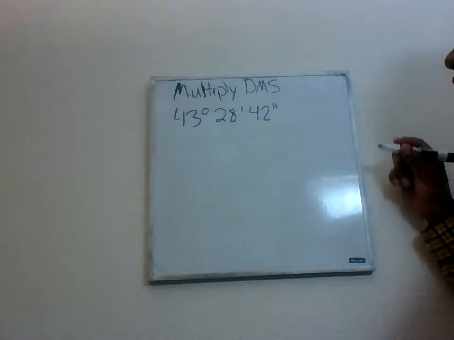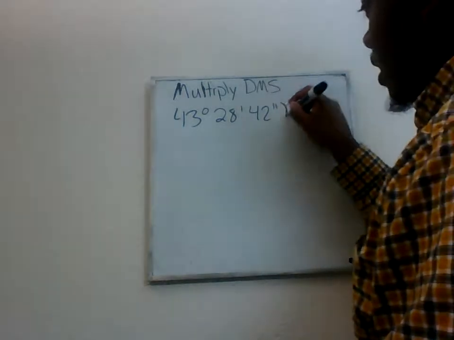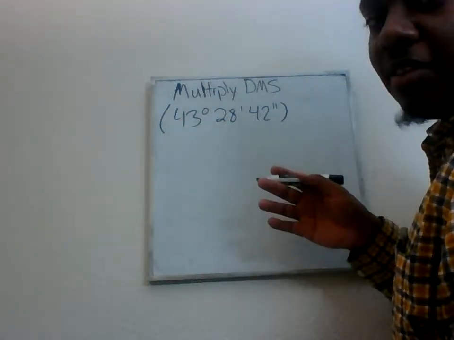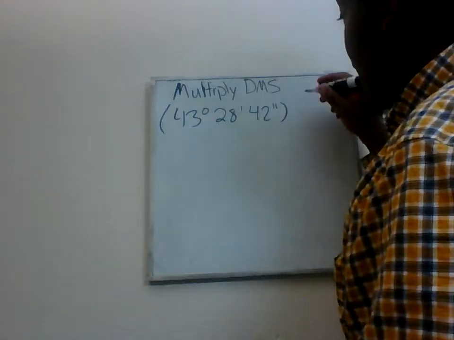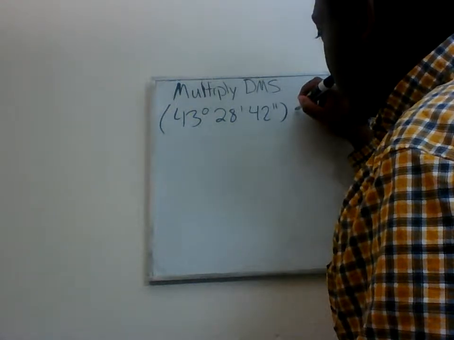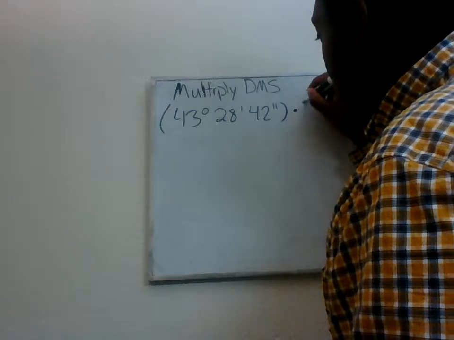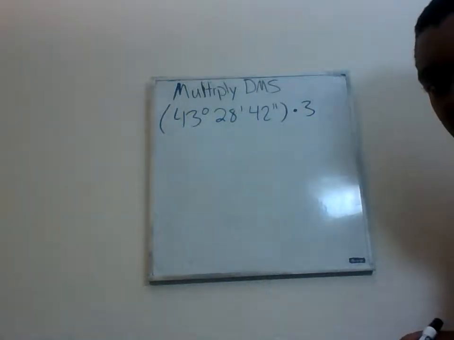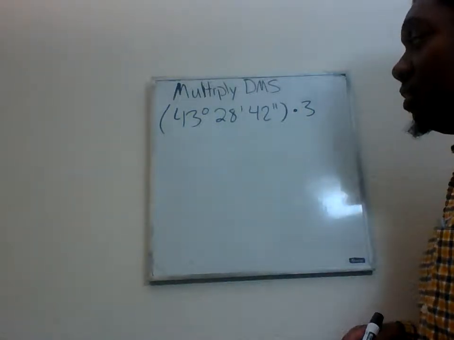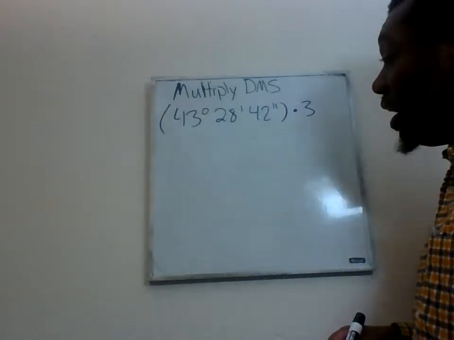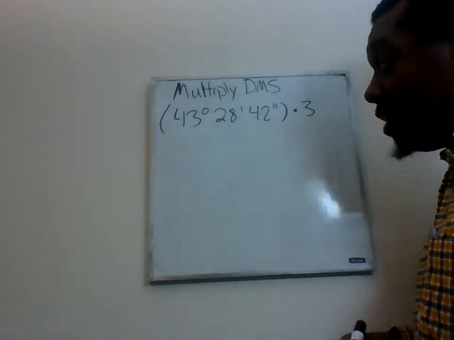Let's do 43 degrees, 28 minutes, and 42 seconds. And I don't want to multiply by 5 again, although I love the number 5. In this case, we will just do 3. We'll multiply by 3. So, multiplying by 3 now, and let's see what we get, shall we?